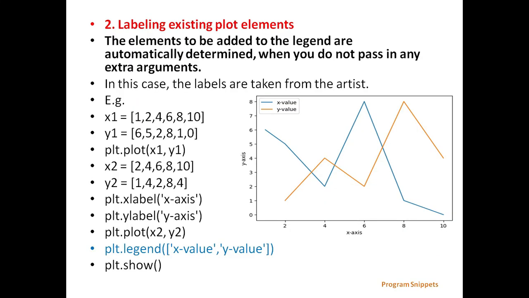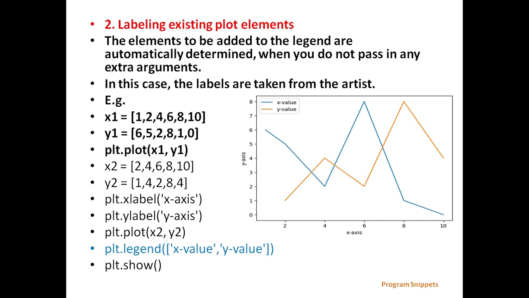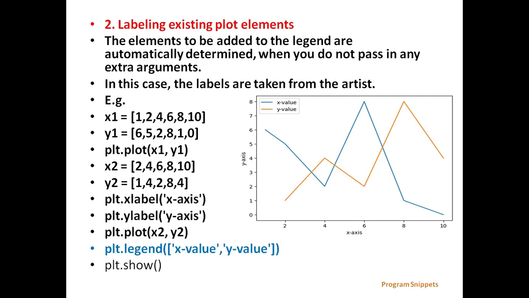The elements to be added to the legend are automatically determined when you do not pass any extra argument. For example, here we'll plot the graph x1 and y1, then we'll define x2 and y2, and we'll plot the graph for x2 and y2, and we'll pass the legend value while calling the plot legend function. So we'll create plt.legend and we'll pass x value and y value, and when we show it, it will add two legends, x value and y value, on the graph.